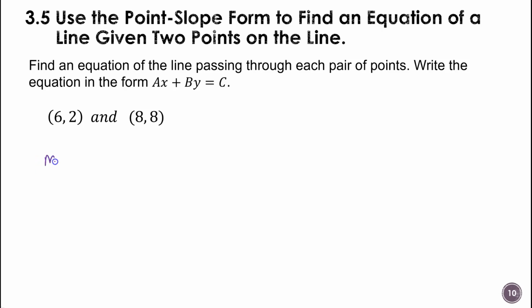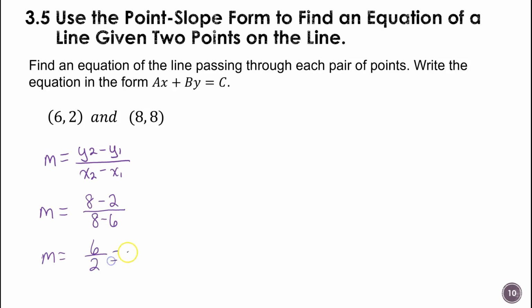So first, let me write the slope formula. This one you have to remember that the y's go in the numerator and x's are in the denominator. Now let's find the slope. I'm just going to take 8 minus 2 on the y's and 8 minus 6 for the x's. So my slope is 6 over 2, and that just gives me a slope of 3.